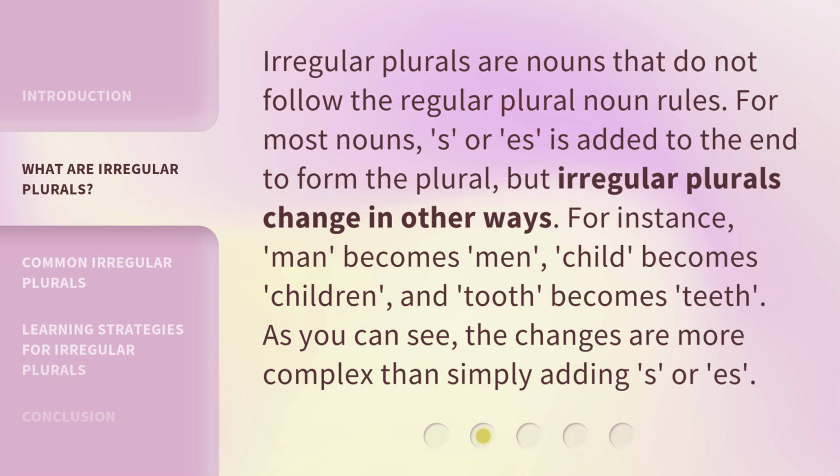Irregular plurals are nouns that do not follow the regular plural noun rules. For most nouns, s or es is added to the end to form the plural, but irregular plurals change in other ways. For instance, man becomes men, child becomes children, and tooth becomes teeth. As you can see, the changes are more complex than simply adding s or es.